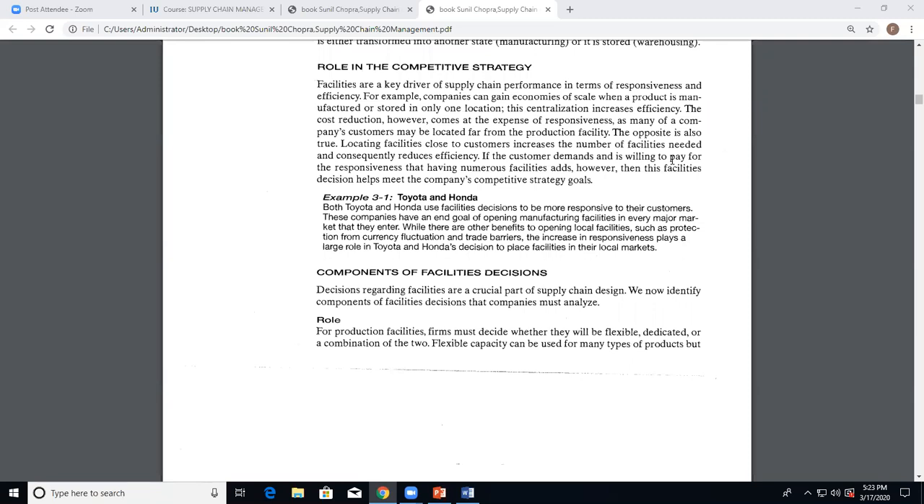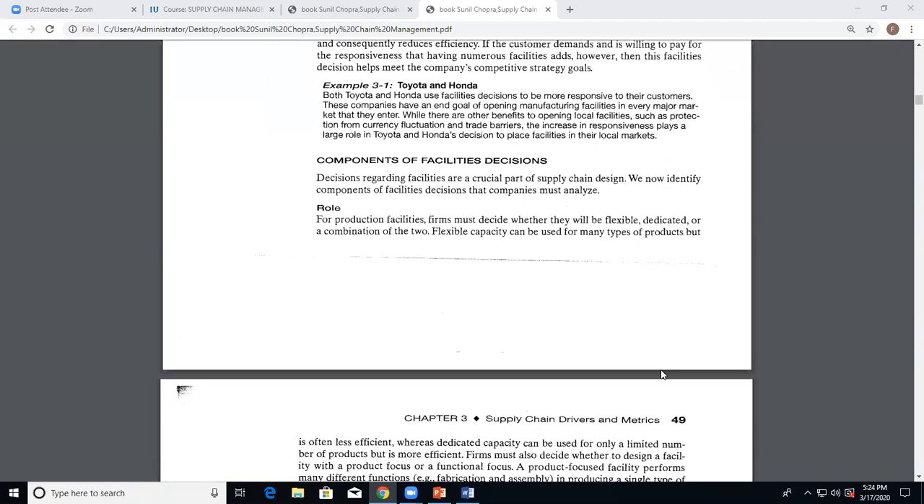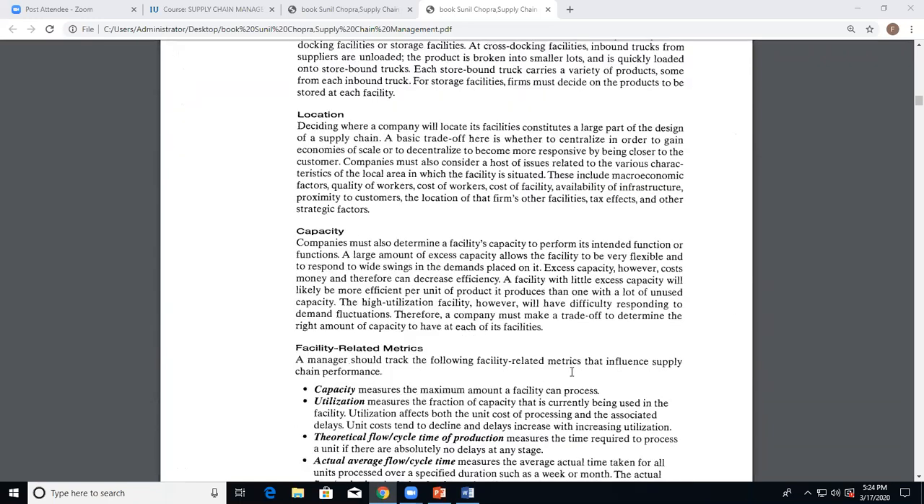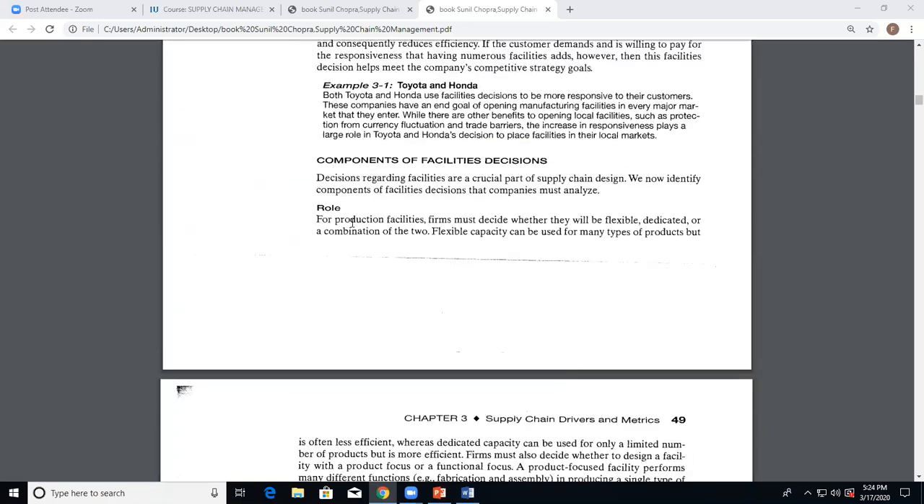ठीक है. बट दे कीप फॉलोइंग द क्वालिटी ऑफ देयर प्रोडक्ट, क्योंकि बड़े ब्रांड, दे हैव देयर नेम. ठीक है. So this is important. The next is components of facility decisions. First component is role, location, and capacity. Decision regarding facility are a crucial part of supply chain decision. We now identify components of facility decision that company must analyze.